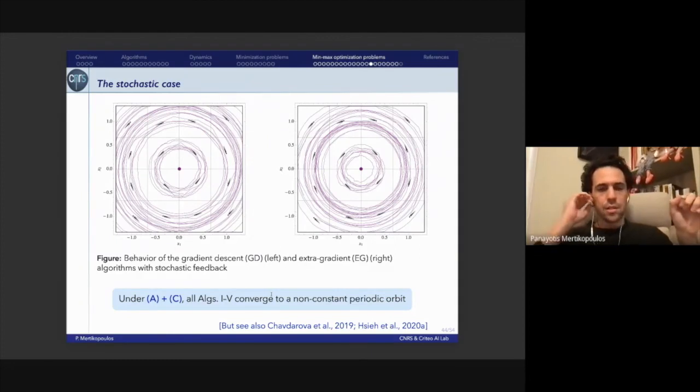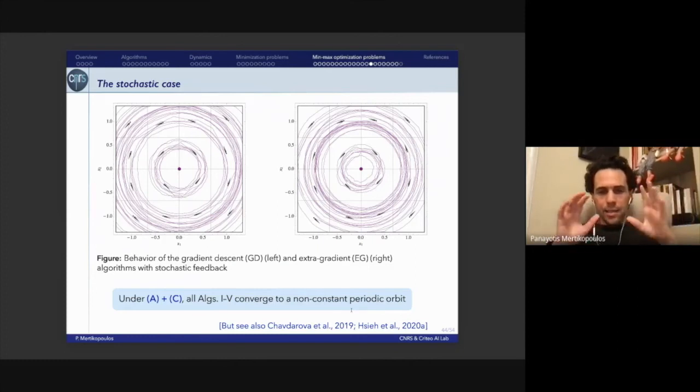So, for instance, you can make them converge to a constant periodic orbit, namely the solution of the game, if you use some variance reduction method to exploit better gradients, in a sense, or if you use a double step size rule. The first approach was by Chavdarova et al., the other by Shi et al.